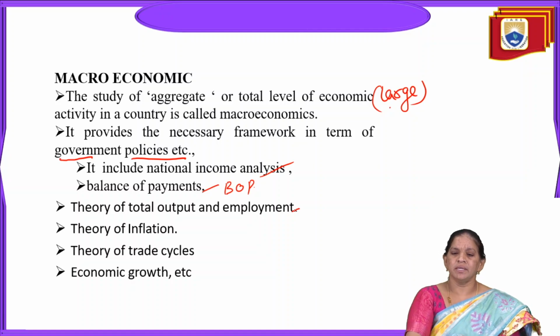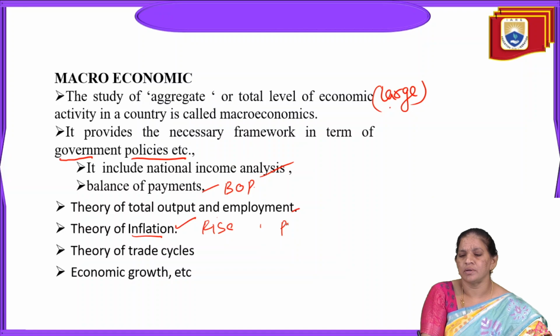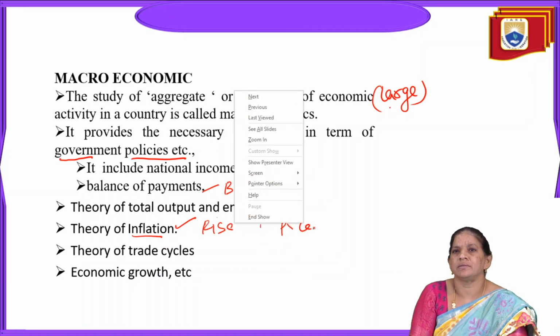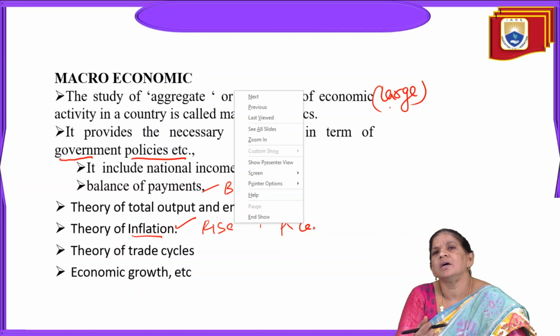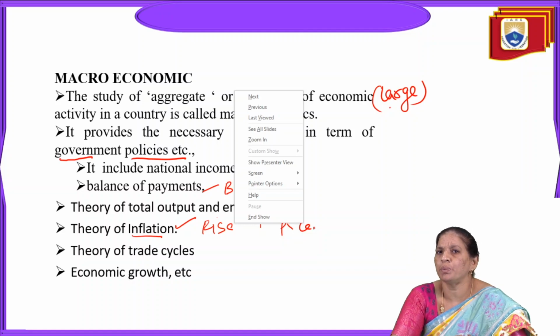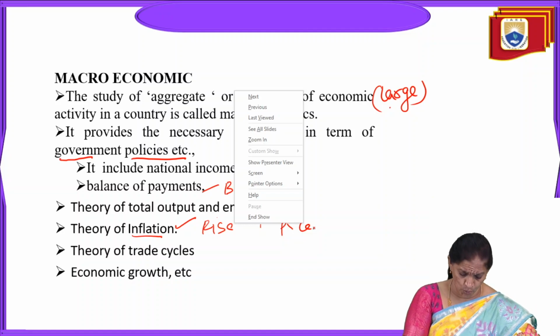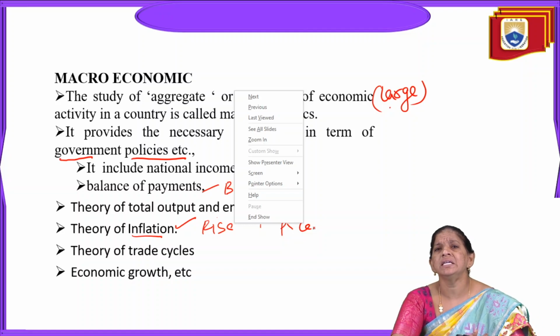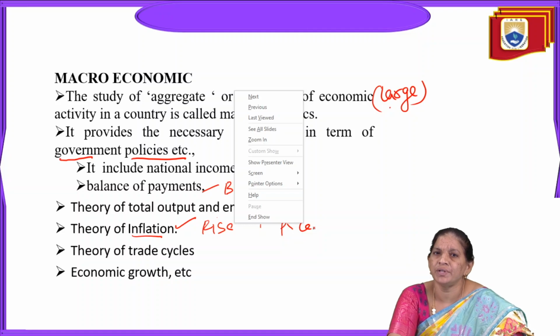And the next comes under the theory of inflation. Inflation in the sense we'll call a rise in price. So a rise in price means an increase in each and every aspect, maybe the production prices of the raw materials and goods and services will increase, which tells us there is an increase in the price of certain goods. So when the price of goods and services increases, we consider it as inflation.